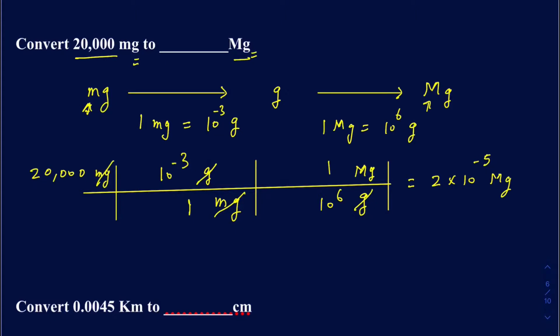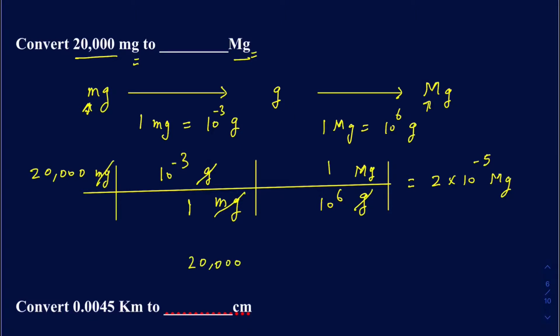Okay, since you have only one sig fig in 20,000, you want to make sure you keep only one sig fig, and it's going to give you 2 times 10 to the minus 5 megagrams. And to easily do this calculation in your mind, you can also say it's okay.